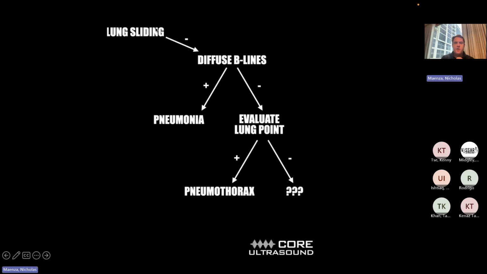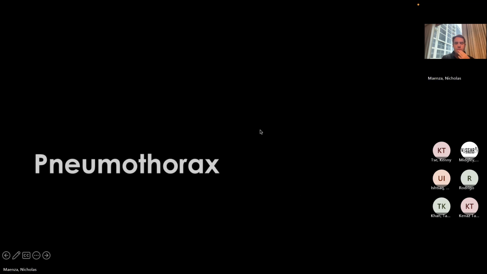All right, so we did lung sliding, no lung sliding. We found B lines throughout, so we said this is a pneumonia. What happens if we don't find B lines? We just do an ultrasound and we don't find lung sliding on one side. Then we go to evaluate for a lung point. And that's where we're going to discuss pneumothorax.